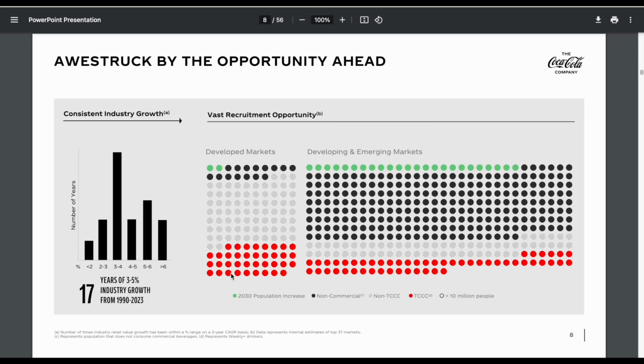So again, huge focus for them is going to be in developing and emerging markets. One of the things one of my viewers has pointed out before is it pretty much doesn't matter what country you go to, even third world countries, they have Coca-Cola products at their corner stores. The brand is very strong and it's well known worldwide.